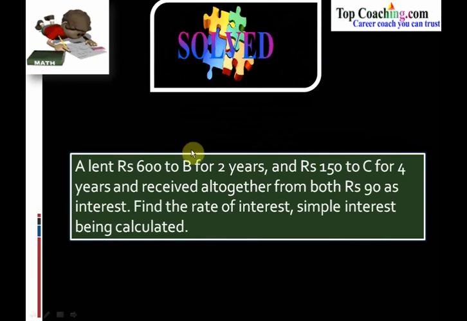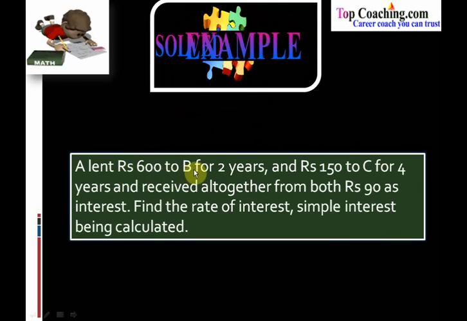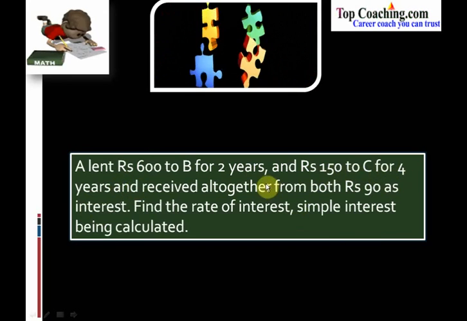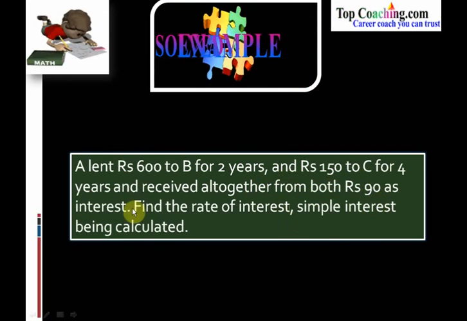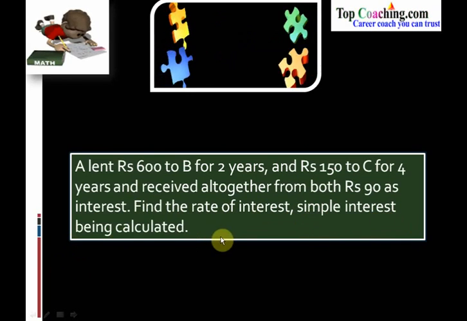Let's solve the next problem. A lent rupees 600 to B for 2 years and rupees 150 to C for 4 years and received altogether from both rupees 90 as interest. Find the rate of interest, simple interest being calculated.